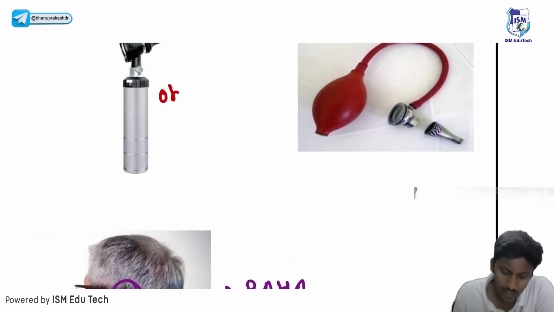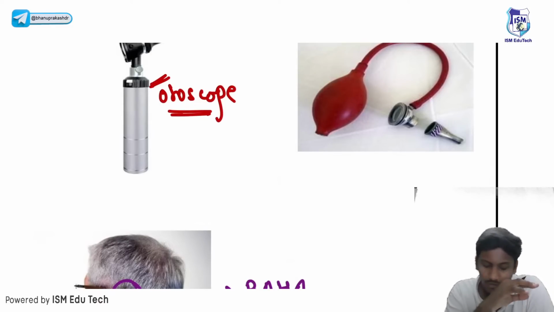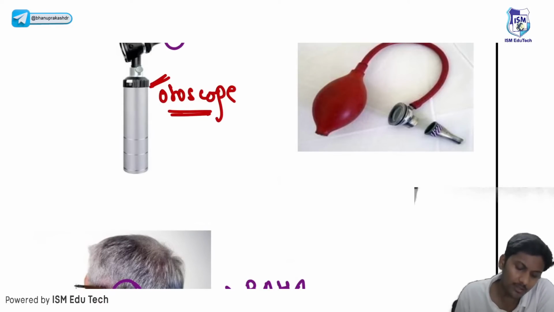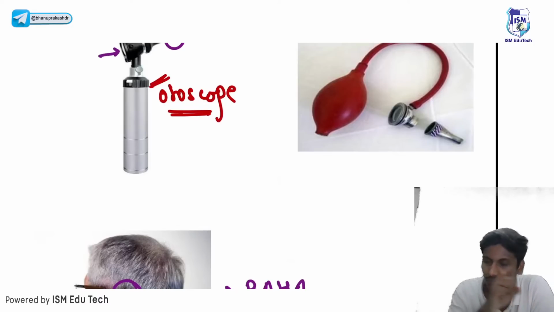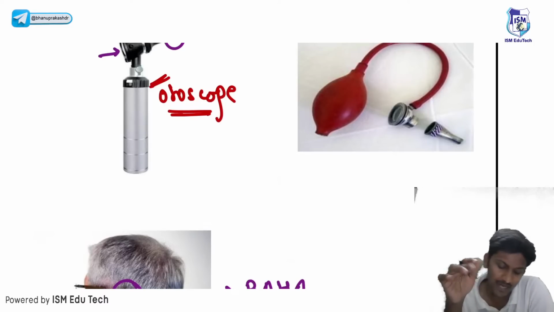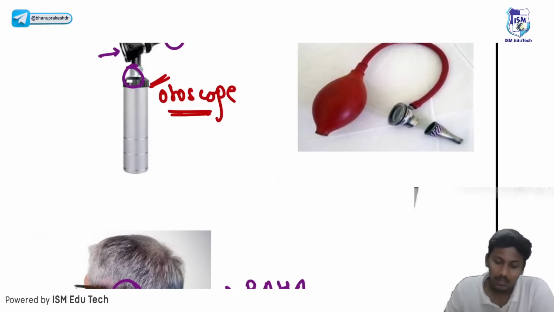What is this instrument now? This instrument is what is called an otoscope. I have told you a lot about otoscopic examination. This is the nozzle which goes inside the external auditory canal. This is the magnifying lens which will help us magnify the EAC and the tympanic membrane. And here we have the switch for the light source.